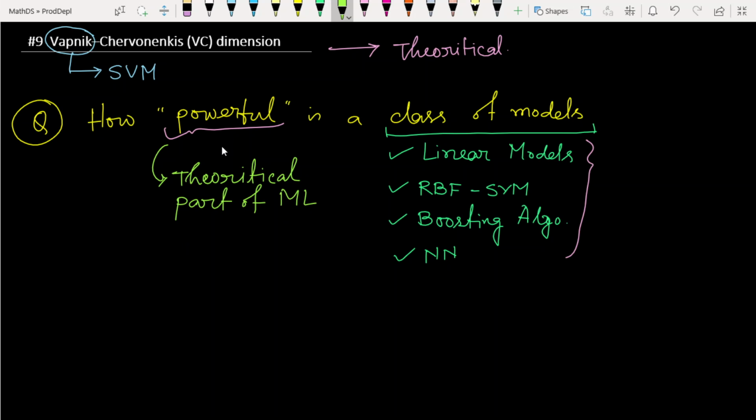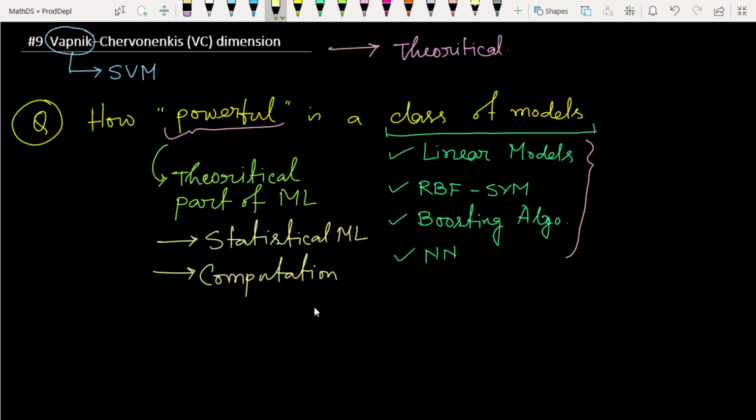You can think of the theoretical part of machine learning as statistical machine learning, or you can think of it as computational learning theory. These techniques are part of the theoretical machine learning part, computational learning theory.